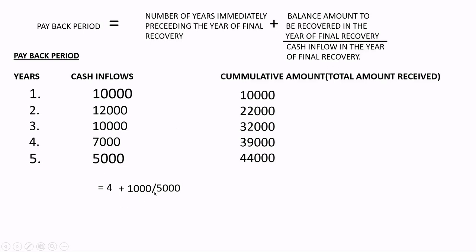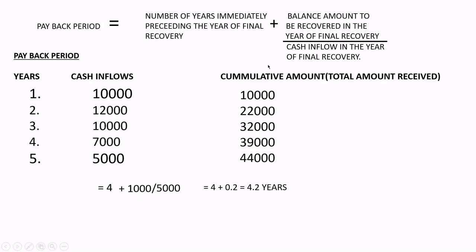Now simply solve it. You will get 4 plus 0.2, which is equal to 4.2 years. So this is our payback period: in 4.2 years you will be able to recover the amount that you have invested in the project. So our payback period is 4.2 years.